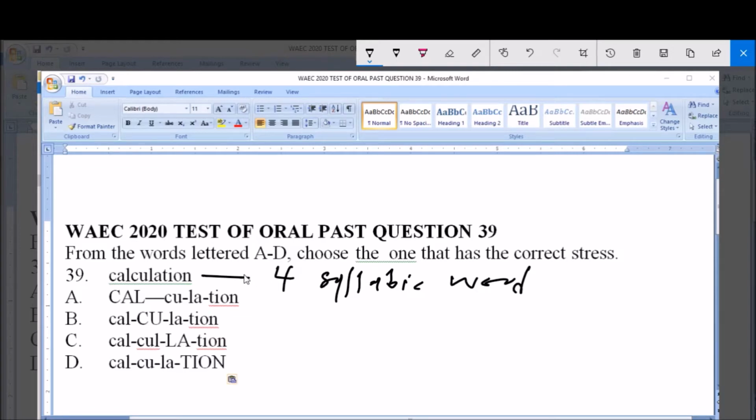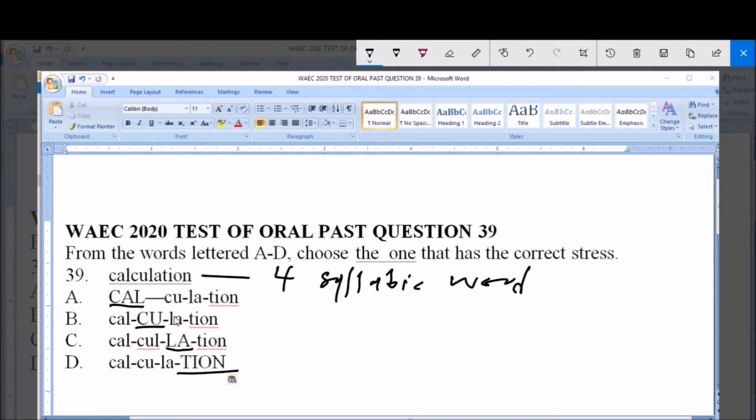So in option A, the letters CAL are capitalized, telling us to find out if the stress actually falls on the first syllable. Then in option B, KU is in capital letters, telling us to check if the stress actually falls on the second syllable. Then LA is also in capital letters, which means that the stress falls on the third syllable. Then SHUN is also in capital letters, telling us that the stress actually falls on the fourth syllable.